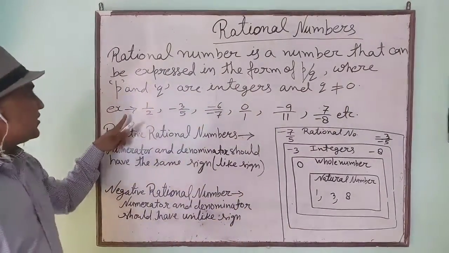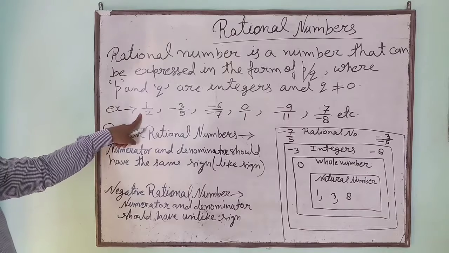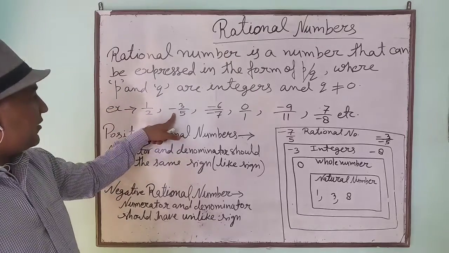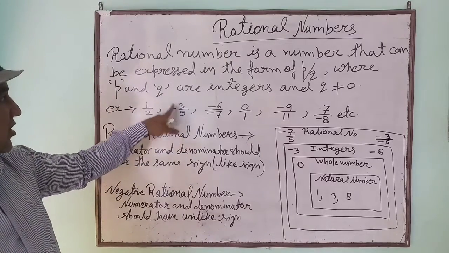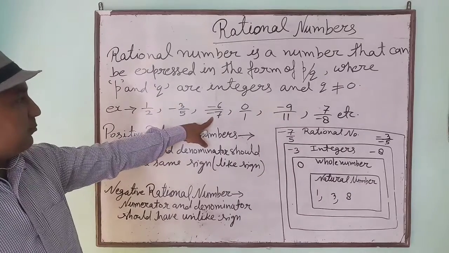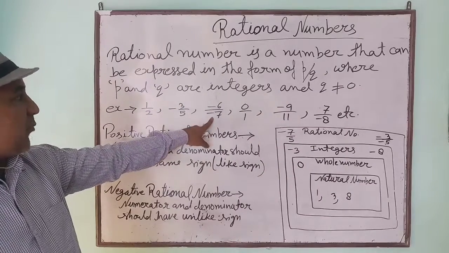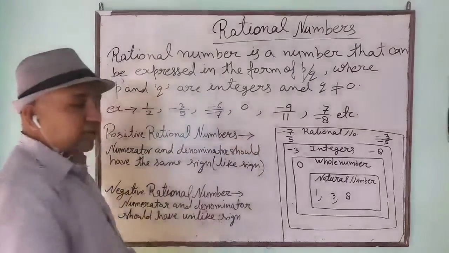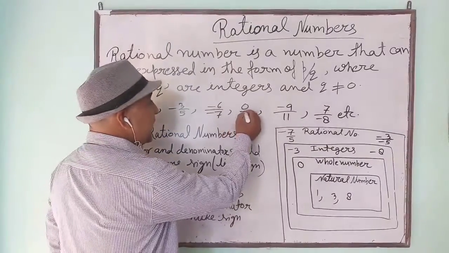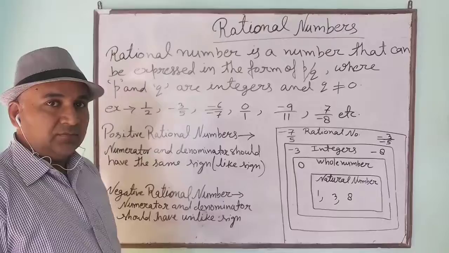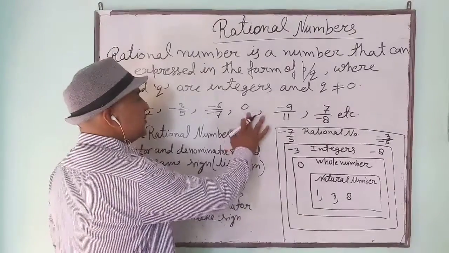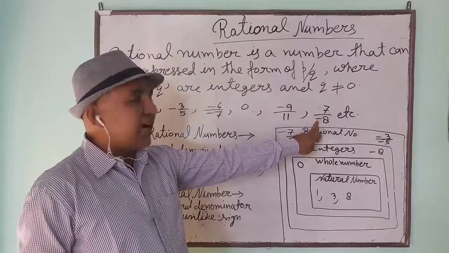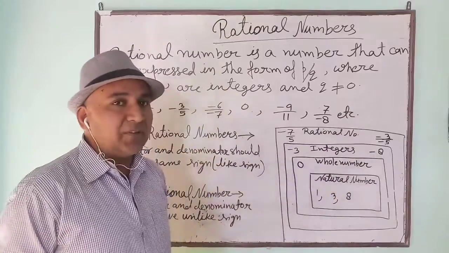Okay? See the examples. 1 by 2, this is a rational number because it has been written in the form of p upon q. Similarly, minus 3 by 5 is also a rational number. Minus 6 upon minus 7 is also a rational number. Children, 0 is also a rational number. Why? Because 0 can be written as 0 upon 1. Understood? That is why 0 is also a rational number. Minus 9 upon 11 and 7 upon minus 8, these are examples of rational numbers.